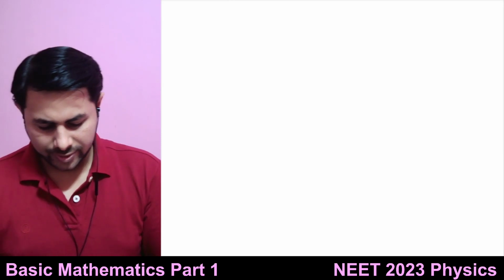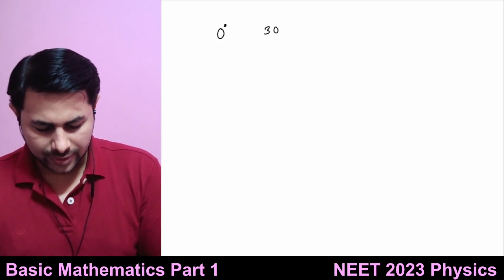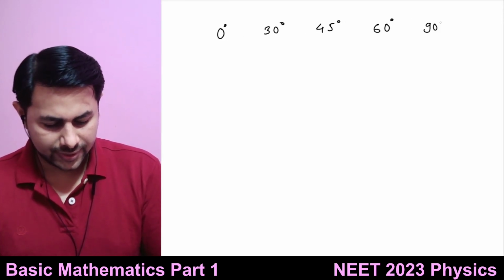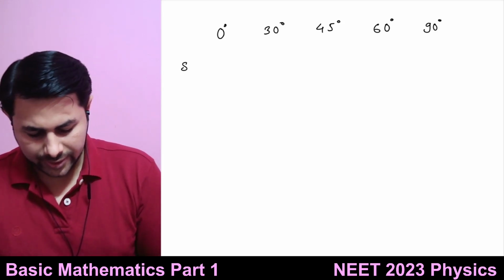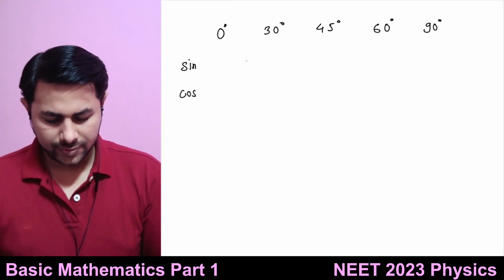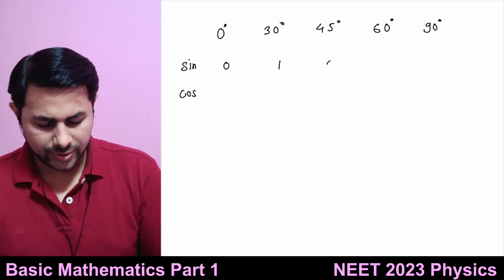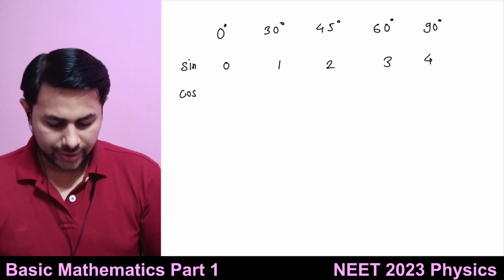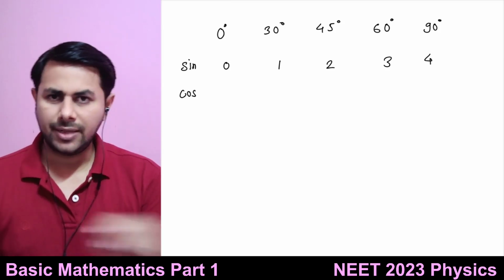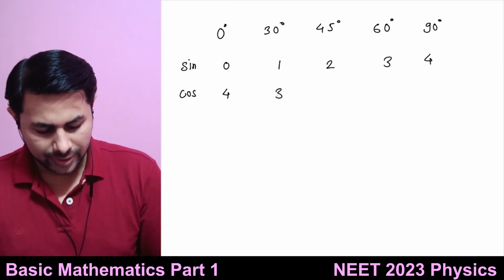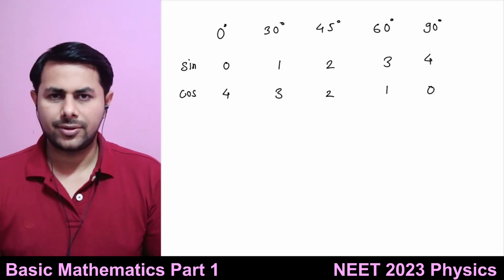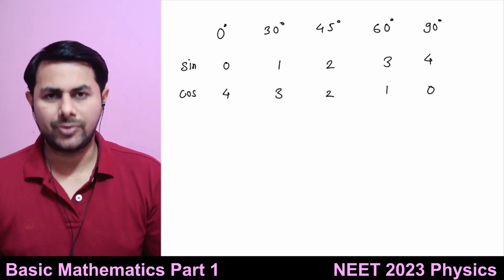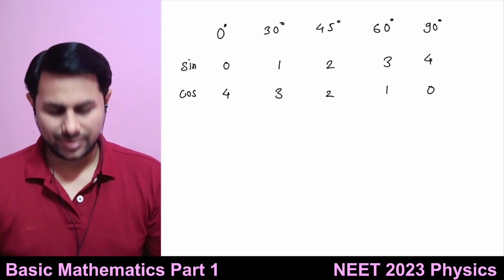So what's the trick? Just write down 0 degrees, 30 degrees, 45 degrees, 60 degrees and 90 degrees. Then I will write sine and cos. Here I will write 0, 1, 2, 3, 4. Then here in the row of cos, I will write the same numbers in the opposite order: 4, 3, 2, 1, 0. After that, I will divide all of these numbers by 4 and take the square root.